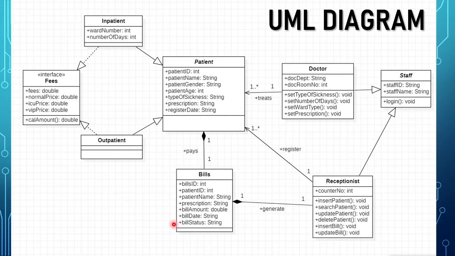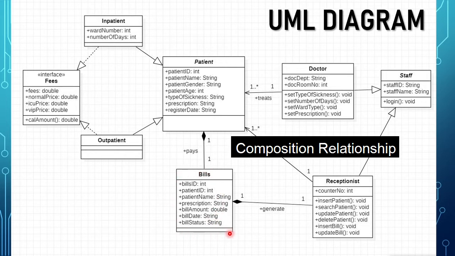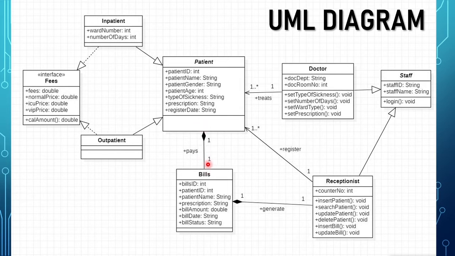Next, the bill class has the following attributes: bill ID, patient name, prescription, bill amount, bill date, and bill status. Bill has a composition relationship with patient, which means that the existence of the bill fully depends on the patient. The multiplicity between patient and bill is that each patient can pay one and only one bill, and each bill is paid by one and only one patient.